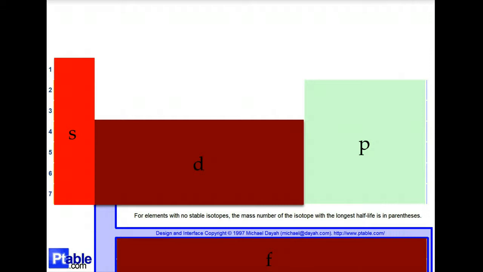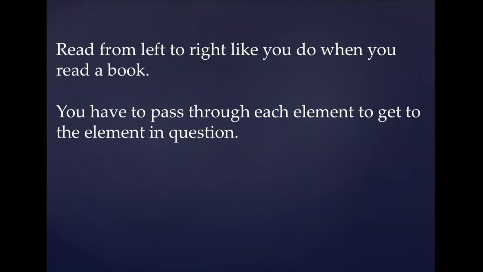Now when we do electron configuration and we find out where in the heck the electrons live, we're going to follow two simple rules. Okay? And those are read from left to right like you would when you read a book. And you have to pass through each element to get to the element in question. So if you'll please write those two rules down.